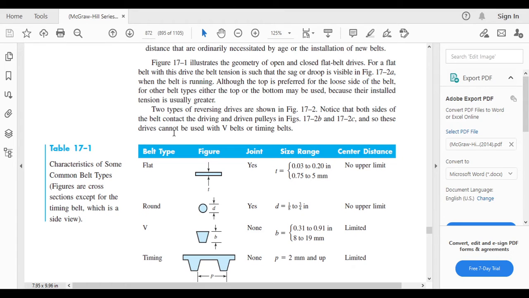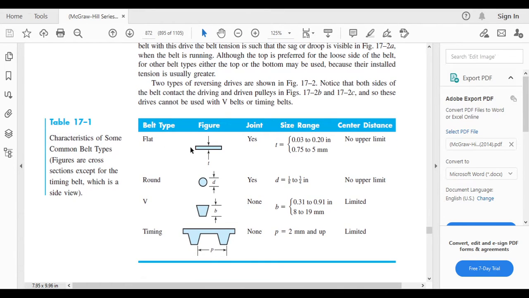Okay, you see Table 11.1. This is about the belt types. This is for the figure, joint, size range, and center distance. This is the flat belt. Of course, the flat belt is flat. Later on, next week, we will learn about the flat metal belt. The flat metal belt is another type of belt. It's made of metal, and it's also flat. But this one is made from polyamide, a kind of plastic material.